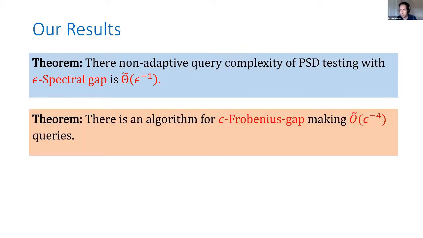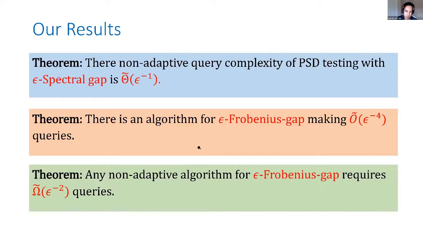So for this Frobenius norm gap, it's a little bit harder because, like we said, the Frobenius norm can be larger. So we give an upper bound that makes 1 over epsilon to the 4th queries and tests whether or not you're PSD or epsilon far in Frobenius norm. But we don't fully characterize the complexity of this Frobenius norm gap. We do give a lower bound, and the lower bound is only 1 over epsilon squared. So this actually separates the complexity of the Frobenius gap from the spectral norm gap, because this is strictly larger.